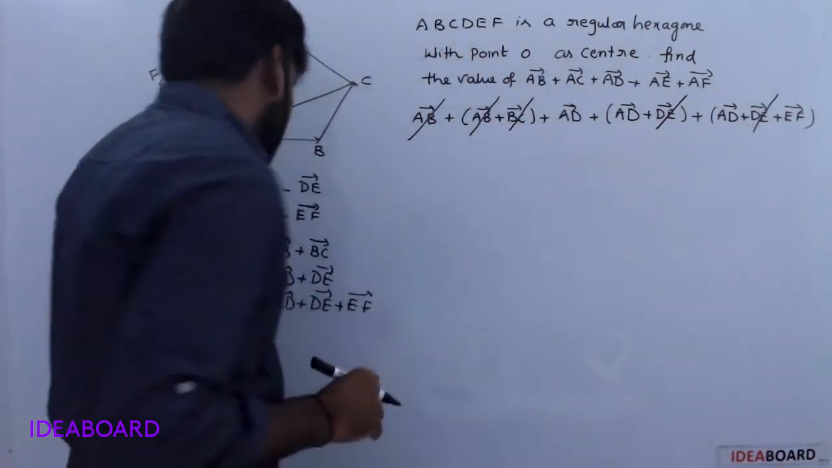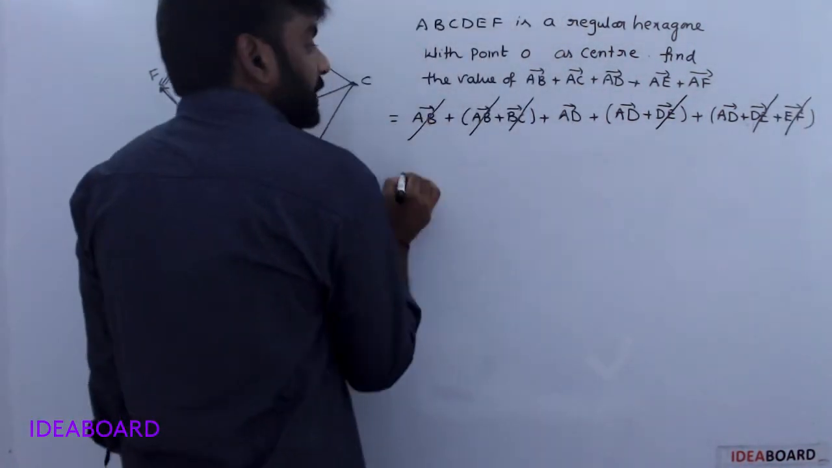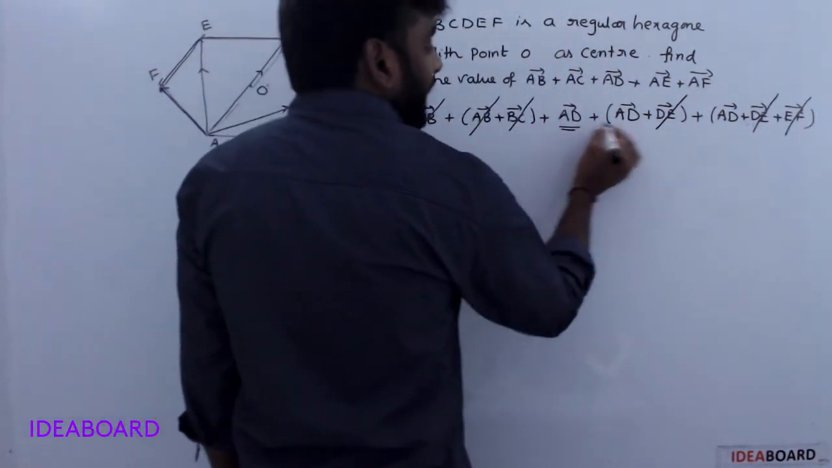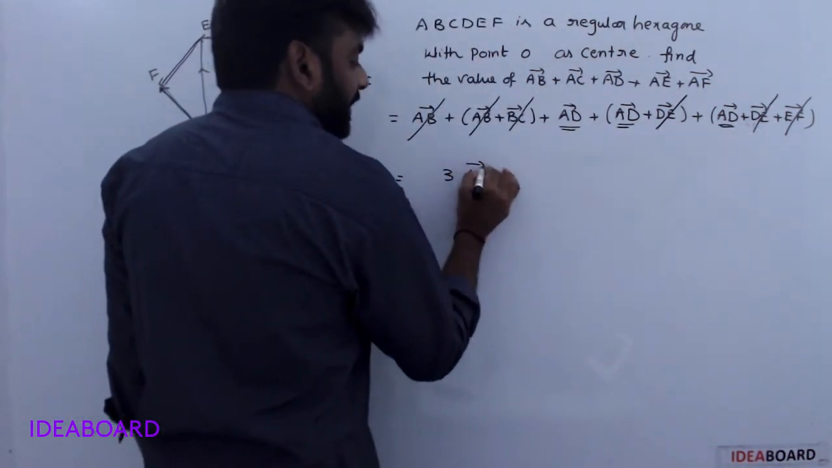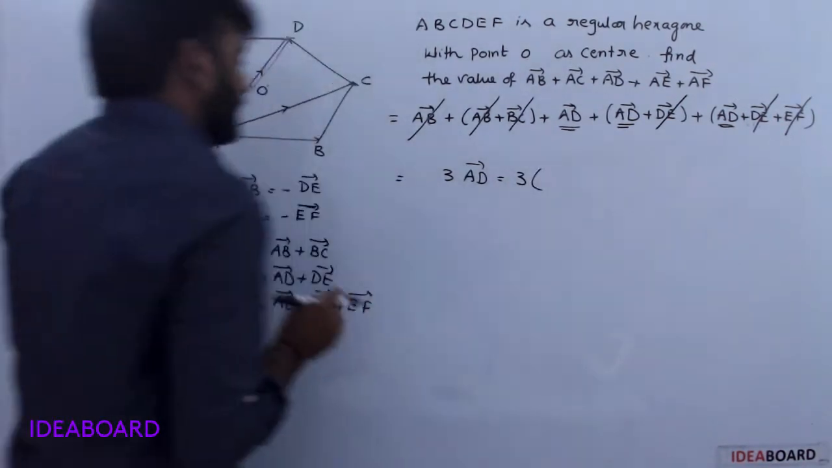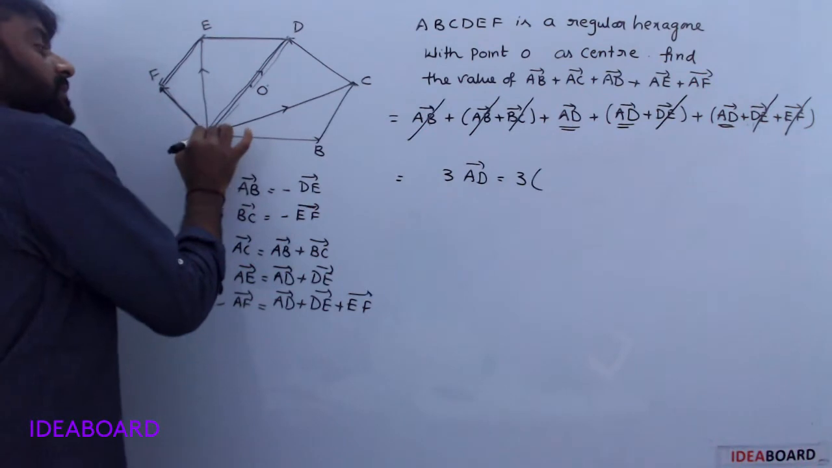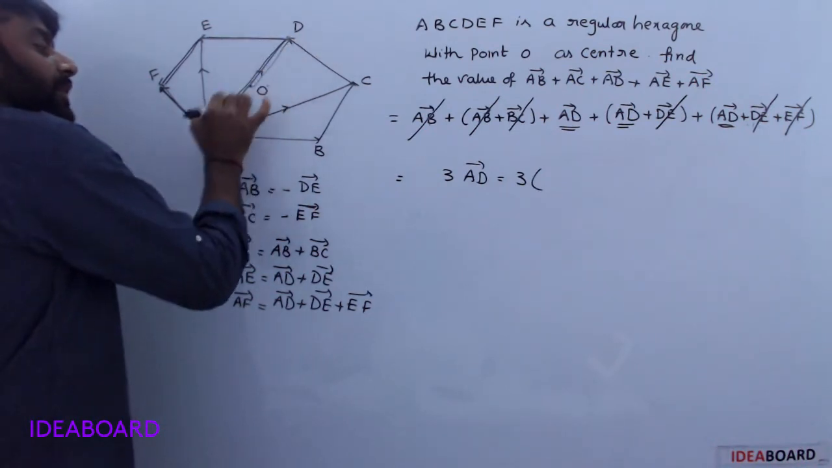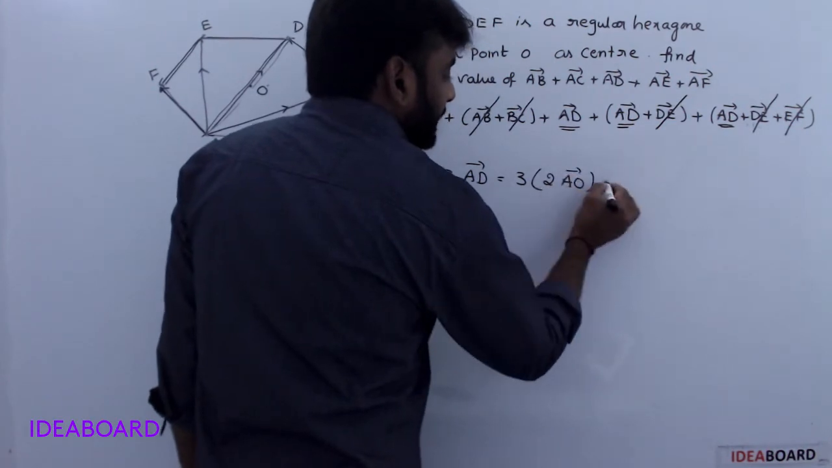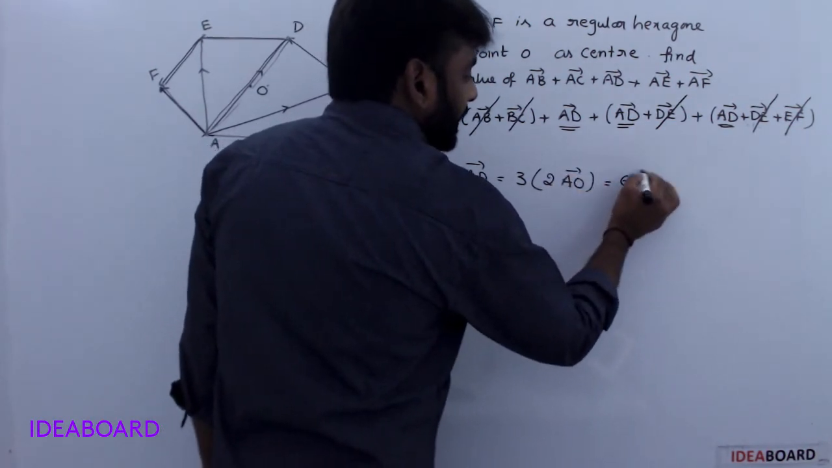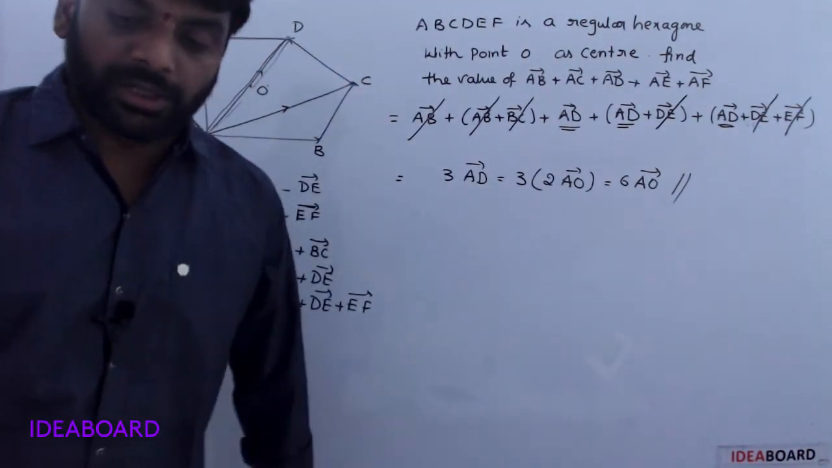Next BC bar. What about the opposite here? EF bar cancels. Understood? Finally, AD bar, AD bar, AD bar: totally 3 AD bar. AD bar is written as 2 into AO bar, as you know already. 3 twos are 6, so 6 AO bar. The answer is 6 AO bar. Understood? Okay.